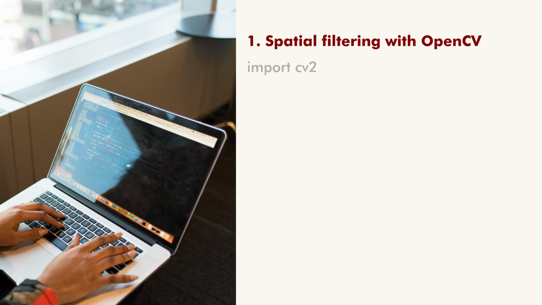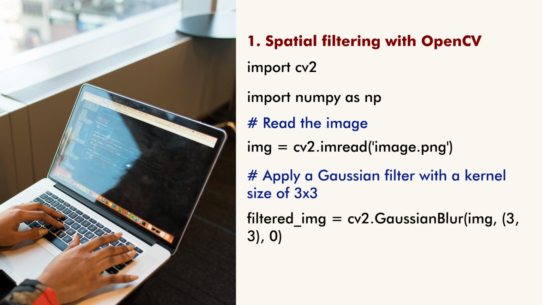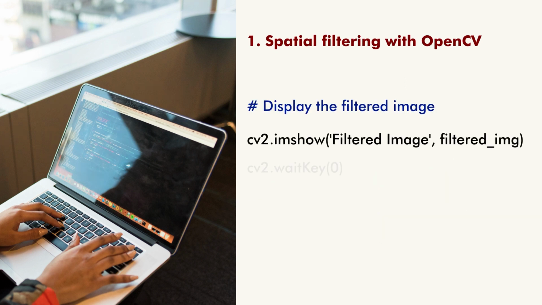So, first, spatial filtering with OpenCV, we can see this code. In this code, we have to learn the libraries and packages. First, we import NumPy as np, then read the image with the specified format. After that, apply a Gaussian filter with a kernel size of 3×3, which is predefined here. Then apply the Gaussian blur function with a sufficient value. Then display the filtered image, and we can compare the original image with the filtered image using the imshow function.